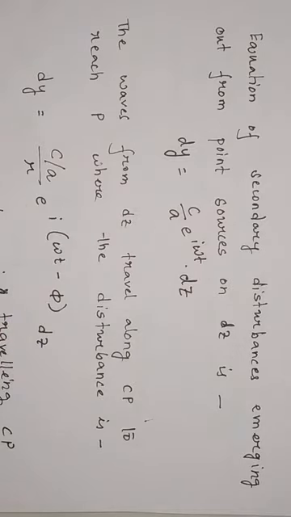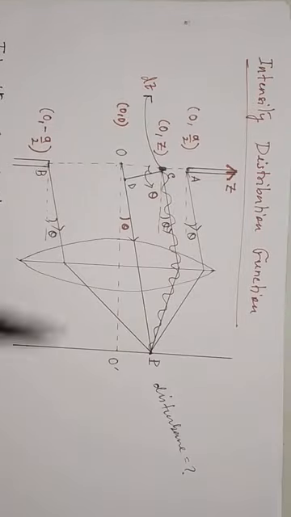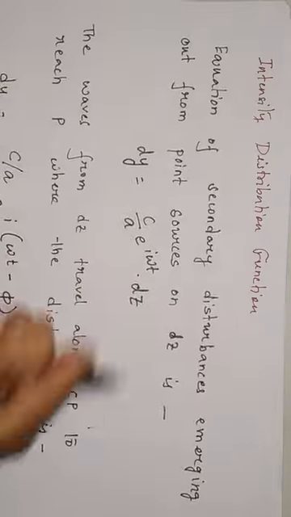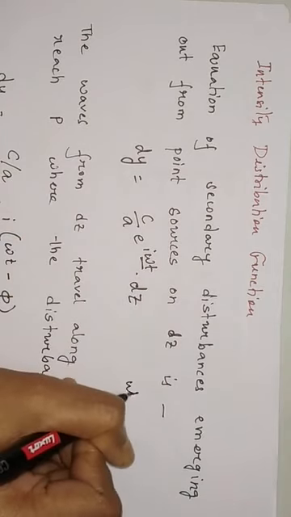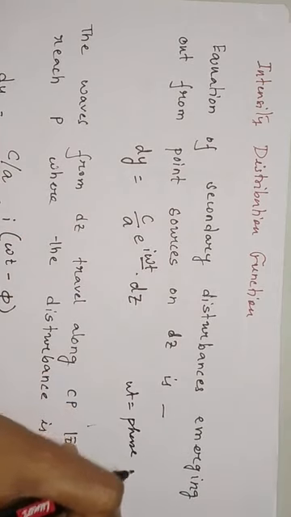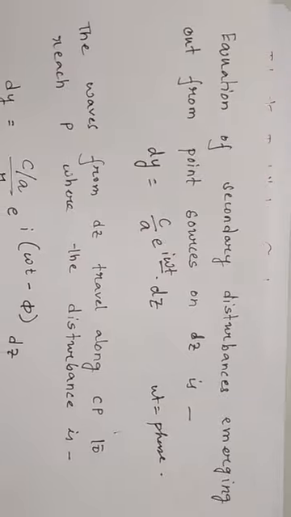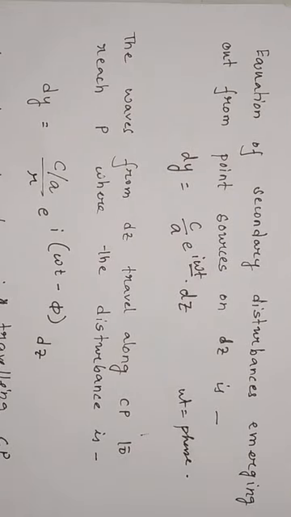Now they travel a length CP to reach point P. They have traveled an extra path, so an additional path difference is created, which will change the phase. Here omega t is the phase. So now the phase of the wave which reaches point P from dz will change.